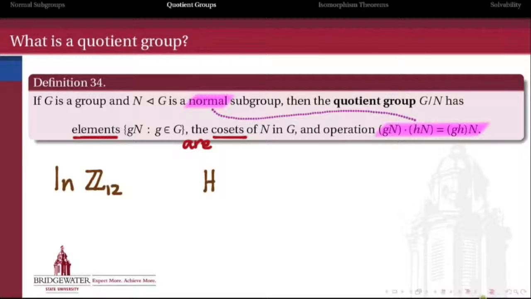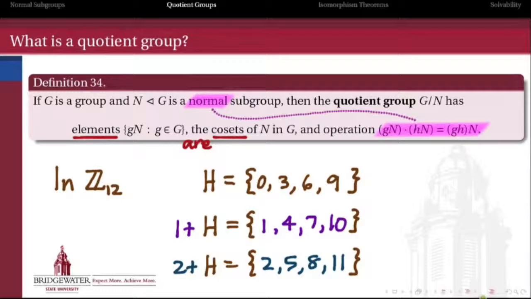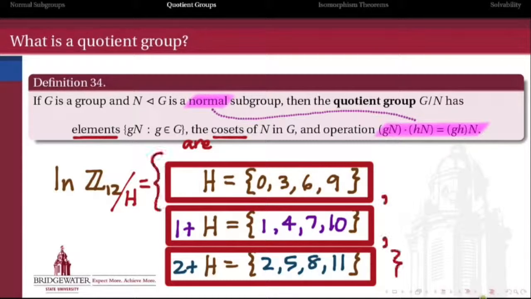As a quick example, let's look at Z mod 12 again with the subgroup 0, 3, 6, and 9. Call that H. The cosets are 1 plus H and 2 plus H, as you can see here respectively. And we showed already that this was in fact a normal subgroup. Actually, since Z mod 12 is abelian and H is a subgroup, we know for sure that H is a normal subgroup. So what does the quotient of Z mod 12 by H look like? Well, it takes each one of these cosets and treats it like its own element. So there are actually 3 elements in Z mod 12 quotiented out by H. The elements are H itself, 1 plus H, and 2 plus H, the 3 cosets.